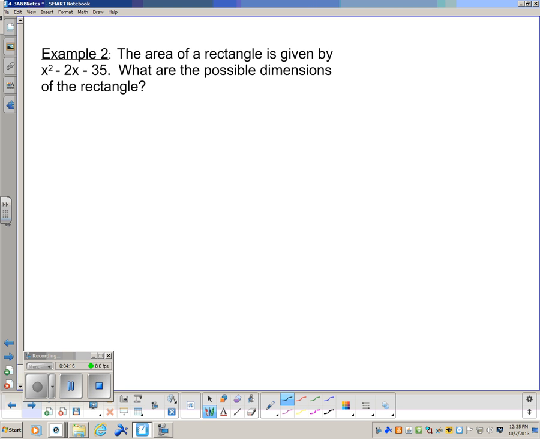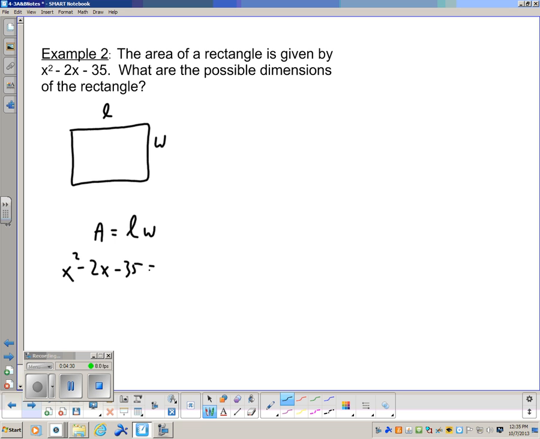Area of a rectangle. If you remember how to find the area of a rectangle, it's length times width, or base times height. So they told us the area here is x squared minus 2x minus 35. We want to find the length and the width here. So I'm going to go ahead and just factor this, because that will give me my length and my width.